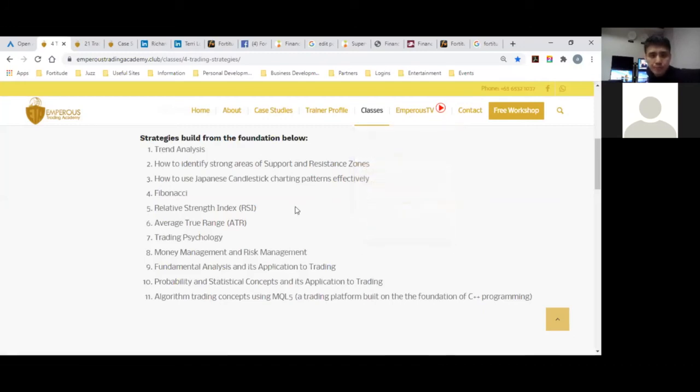This coding is C, or what language is it? This coding course uses MQL5, so we build on the foundations of C++ programming, for the MT5 platform and MT4 platform. Yeah, MT5 platform.